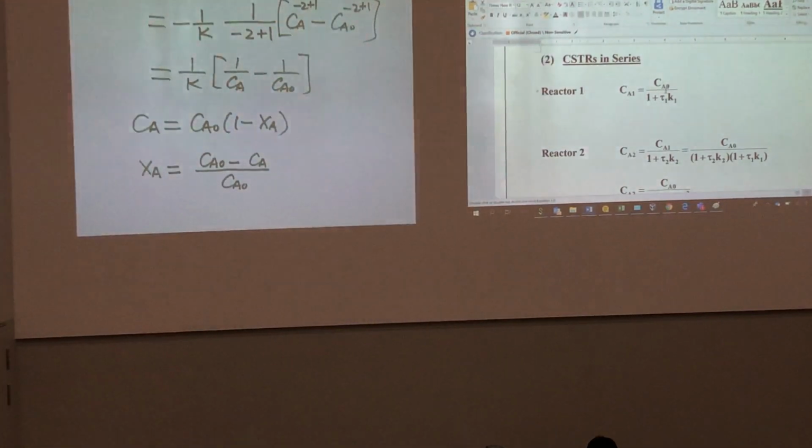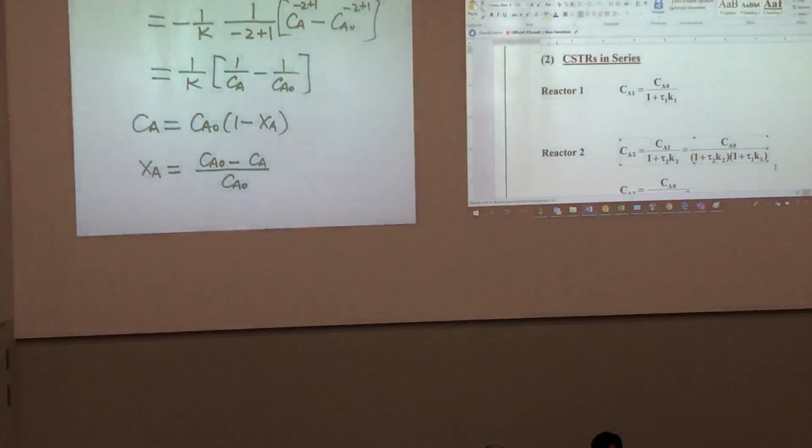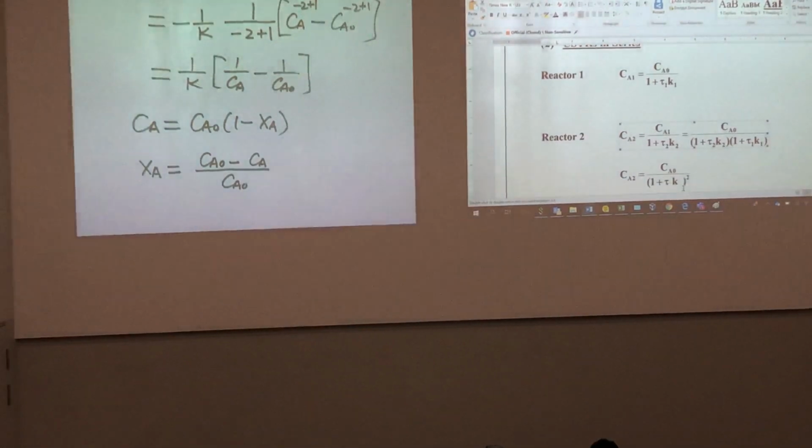If you are able to write the first one, for the second one you just need to change your outlet to Ca2 and your inlet will be Ca1. Then your Ca1 is here, you substitute this into here, and you will have this final result. If the question mentions two identical reactors, meaning exactly the same, then you can combine the below one into this. But if it's not the same, doesn't matter, you just follow this one.